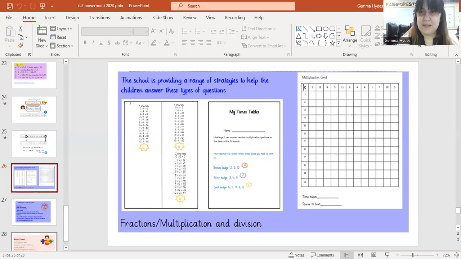So the children are completing a booklet at school for their times tables, and they are achieving their bronze, silver, and gold awards. And hopefully you'll see them come home with little times table tiles when they've achieved their bronze, which is the 2s, 5s, and 10s, the silver, which is the 3s, 4s, and 8s, and the gold for the rest of them. So hopefully you'll see those coming home. And I highly recommend Times Table Rockstars and hit the button for times tables for at home.